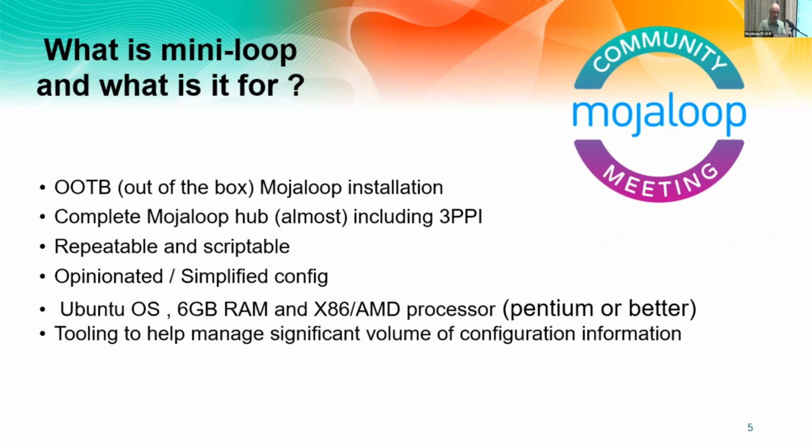It's an out-of-the-box Mojaloop installation. It's the complete hub, and when I've written the documentation, it'll include the third-party charts and all the setup for 3PPI. I've tested that, and it seems okay. It's repeatable and scriptable; you get the same thing each time you try it. It's opinionated and simplified. You don't have to know about Helm, Kubernetes, or YAML files. You basically run three shell script lines and you get running Mojaloop.